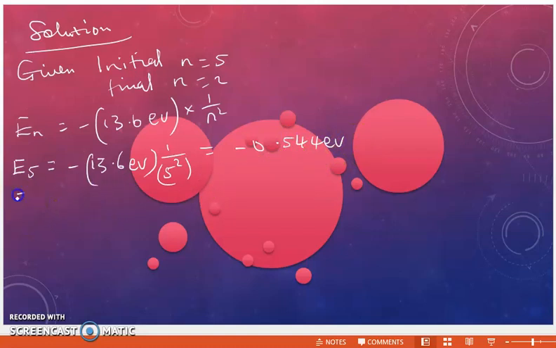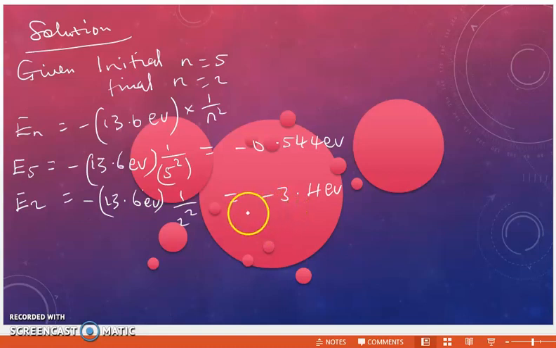And let's compute for the final state, which is 2. This is negative 13.6 electron volt multiplied also by 1 divided by 2 squared. This will give us negative 3.4 electron volts. Plug it into your calculator, and that's what you get.